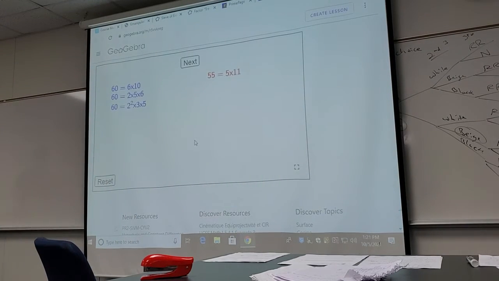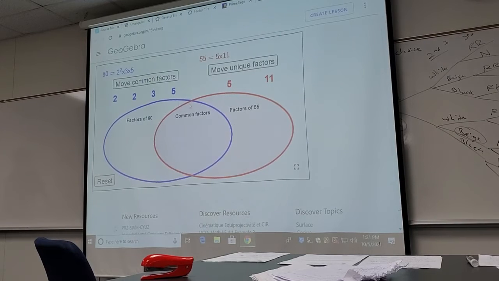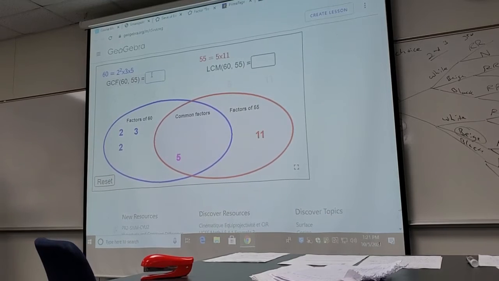And then they got one more thing they want to show. What's the common factor, of course, between these two? 5. So they're going to give me, oh, look at this. Little Venn diagram. So I'm going to put the common factor in there, with the unique factors in there. Now, does anyone remember what GCF means? Greatest common factor. And what's that going to be? 5. It's the biggest number they both share.